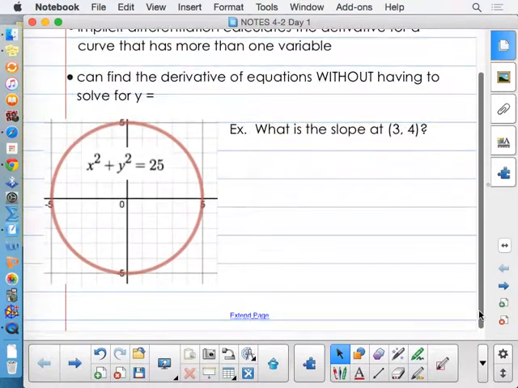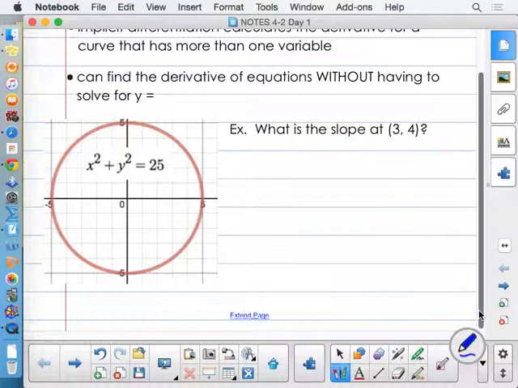So the example that you see first is a circle. You had circles in pre-cal, so the equation x squared plus y squared equals 25 is the conic, the circle. They're asking for slope at an ordered pair. To find slope, we would find the derivative of the equation. We're no longer calling it a function because it isn't a single function. And then we would use the ordered pair (3, 4), so that at that point we found the slope or instantaneous velocity of the curve.